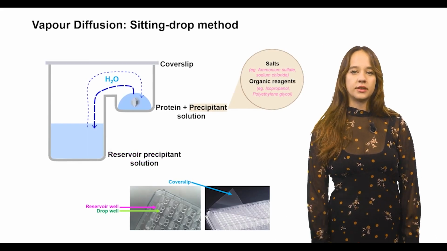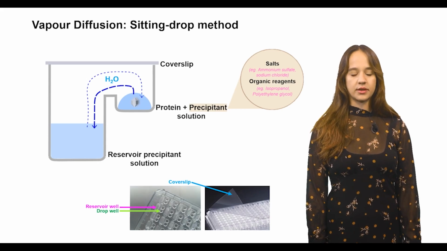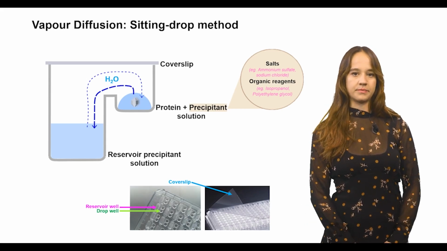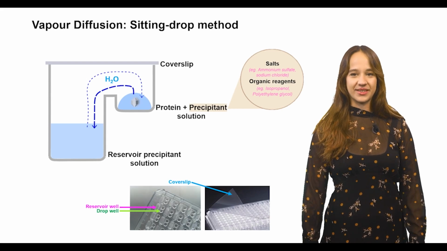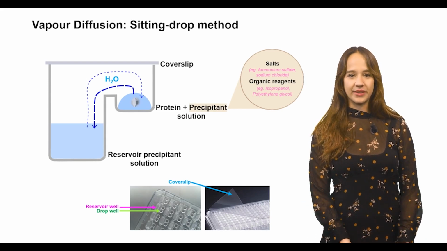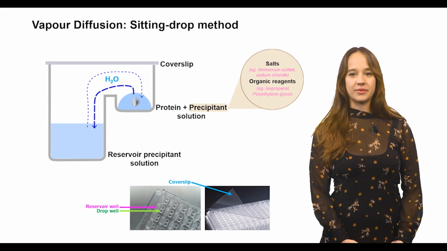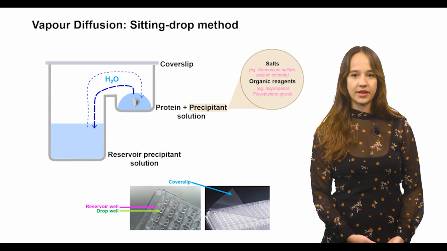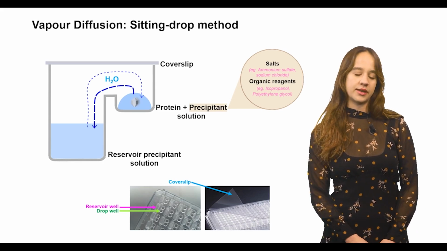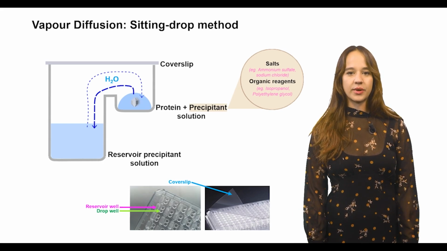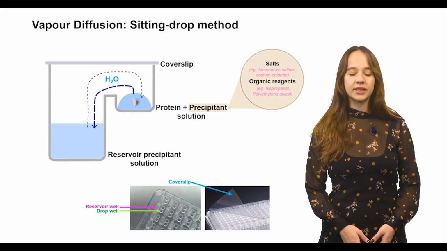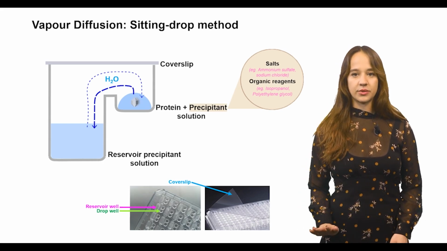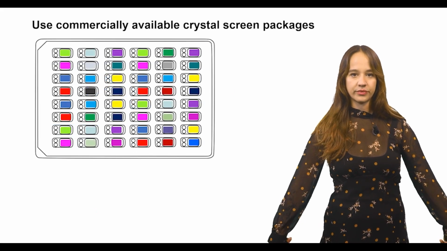In this lesson, I'll talk about vapor diffusion using the sitting drop method. A reservoir of the precipitant solution is added in the large well, and equal amounts of the purified protein and the precipitant solution are added in the small well as a drop. The small well is where the crystal will form. A cover slip is added to create a tight seal.